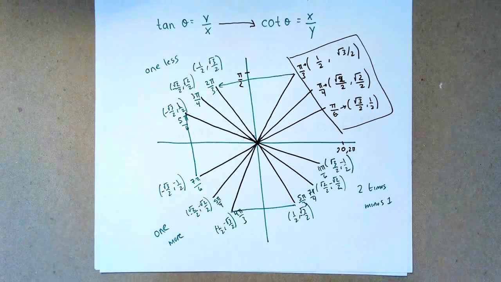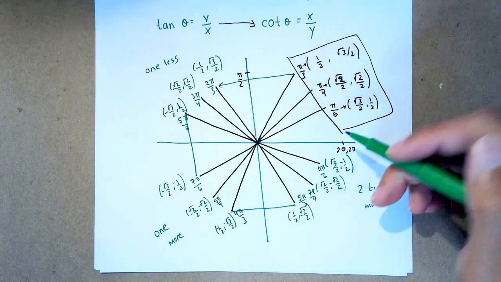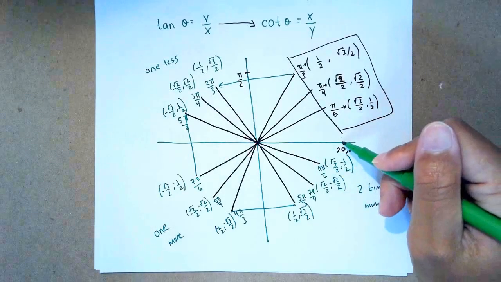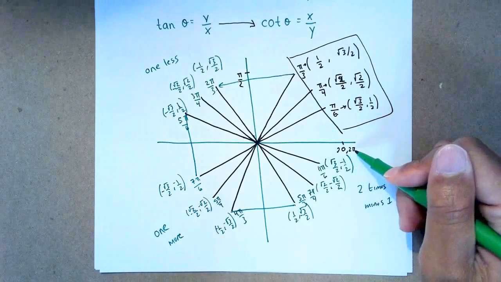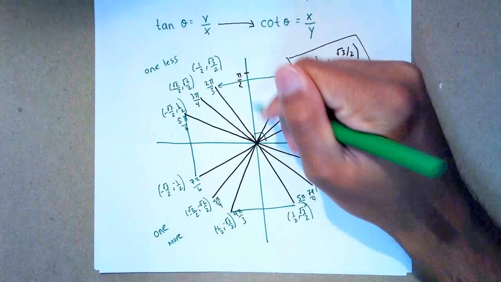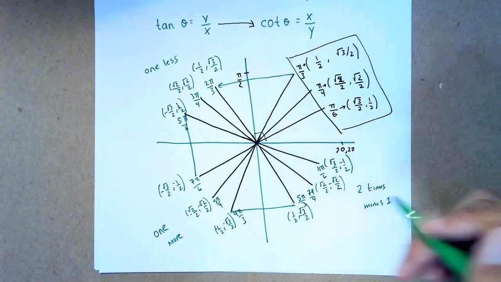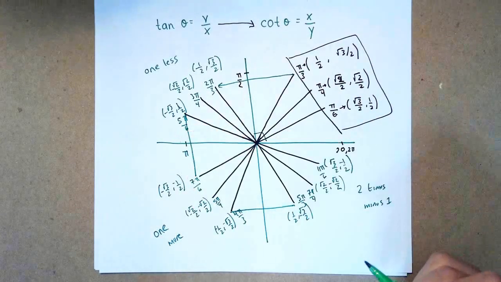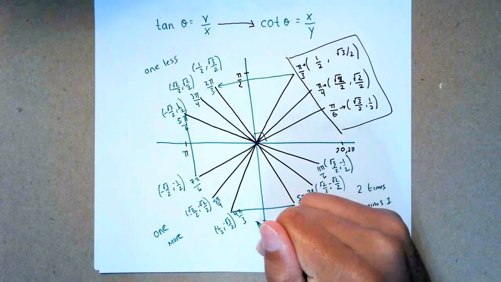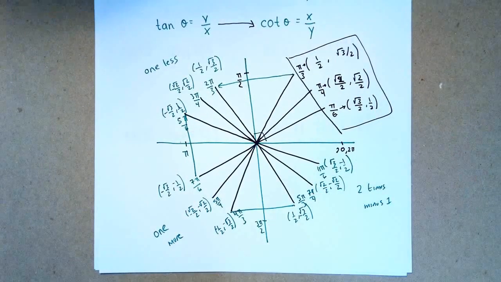Now, the ones we haven't discussed are these axes. Well, we know this is 0 because it starts off as 0. And if you go a full circle, it's 360, but 360 is 2 pi in radians. This right here is a right angle. That's the reason why it's pi over 2. This one is pi because it's half a circle. And lastly, this one is 3 pi over 2.